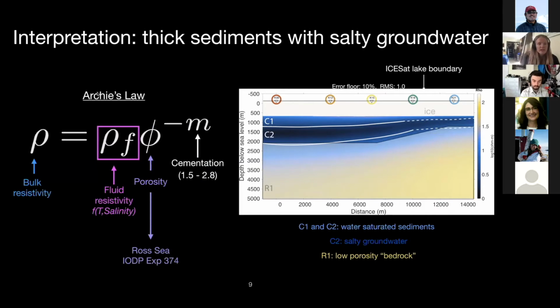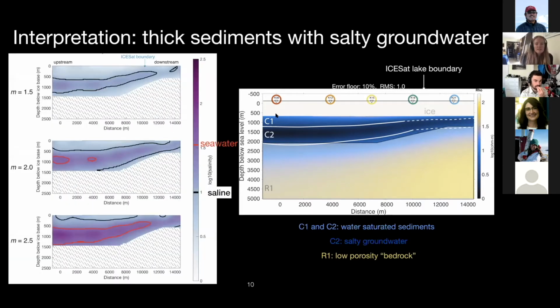And to do that, I use Archie's law, which basically relates bulk resistivity, which is this image we have here, to fluid resistivity or salinity, which is what we're interested in, and porosity and a cementation exponent. Now, because we don't have any deep subglacial drilling holes, I use a porosity model based on the recent drilling in the Ross Sea. And then I'll show a few different salinity models for 3 different values of these exponents.